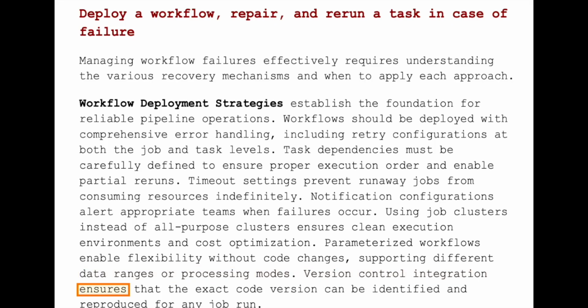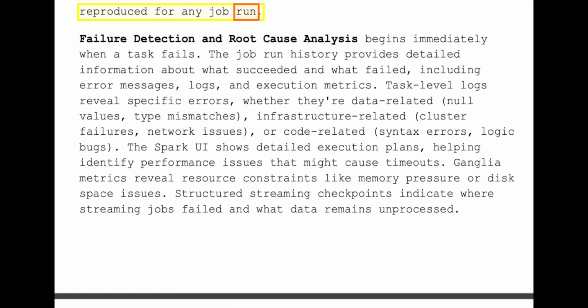Version control integration ensures that the exact code version can be identified and reproduced for any job run. Failure detection and root cause analysis begins immediately when a task fails. The job run history provides detailed information about what succeeded and what failed, including error messages, logs, and execution metrics. Task level logs reveal specific errors, whether they're data related, null values, type mismatches, infrastructure related, cluster failures, network issues, or code related, syntax errors, logic bugs.